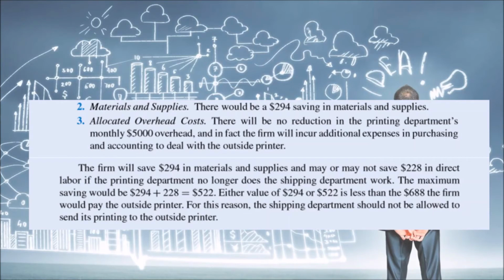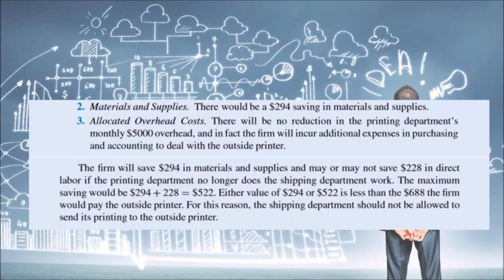Materials and supplies: there would be a $294 saving in materials and supplies. For allocated overhead cost, there will be no reduction in the printing department's monthly $5,000 overhead, and in fact, the firm will incur additional expenses in purchasing and accounting to deal with the outside printer.